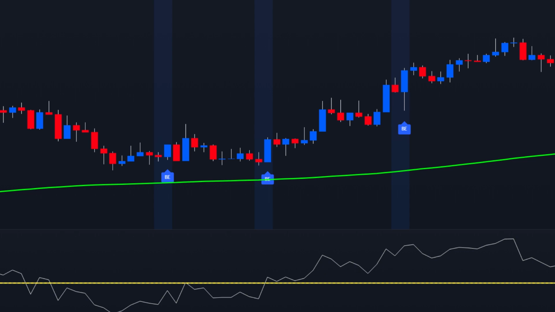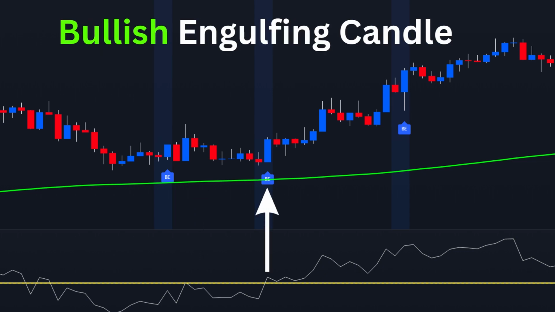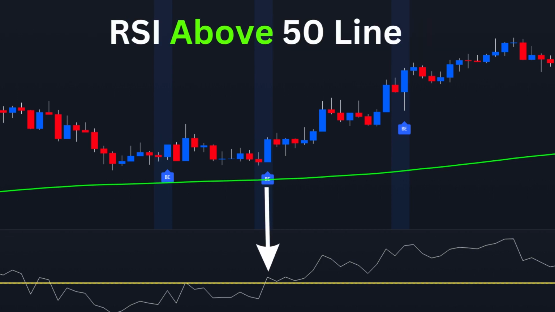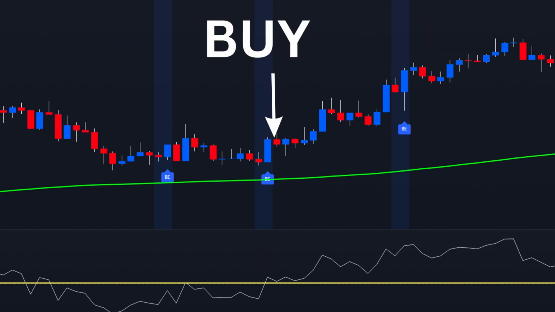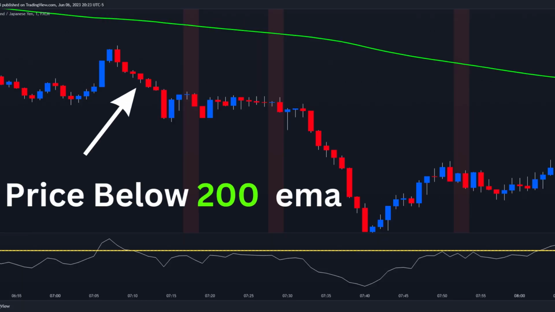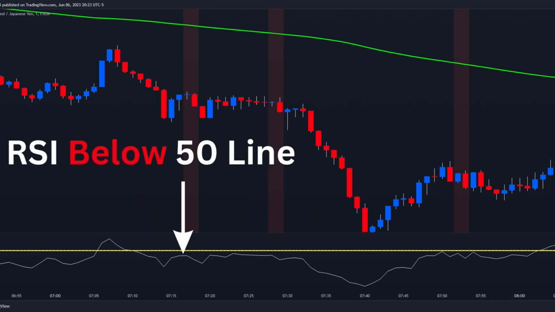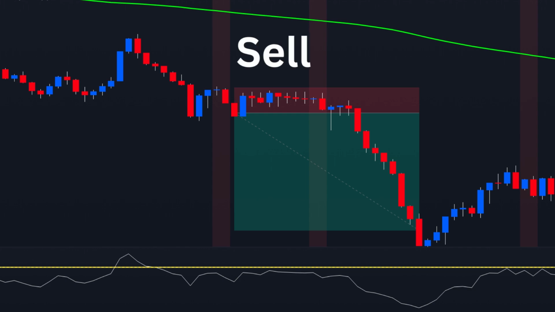For your entry setup, if the price is above the 200 EMA while a candle shows a bullish engulfing pattern, and the RSI is above the 50 line, you take a buy position. It's the same for short positions as well. If the price is below the 200 EMA while the candle shows a bearish engulfing pattern, and the RSI is below the 50 line, you take a sell position.